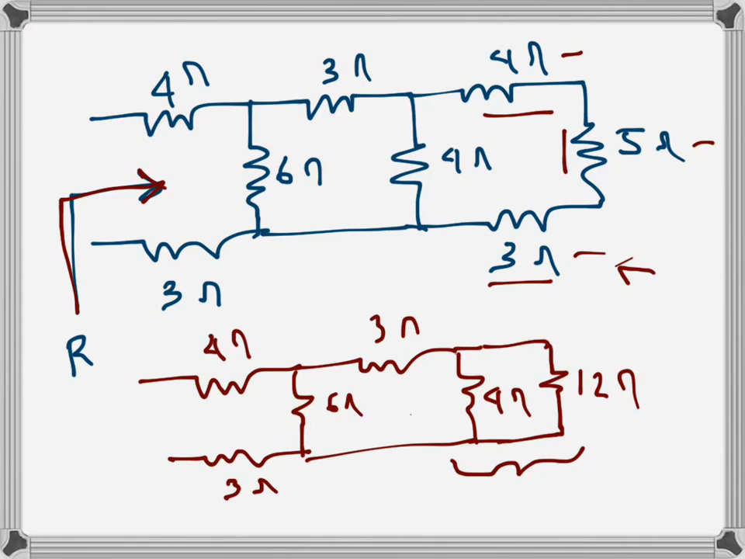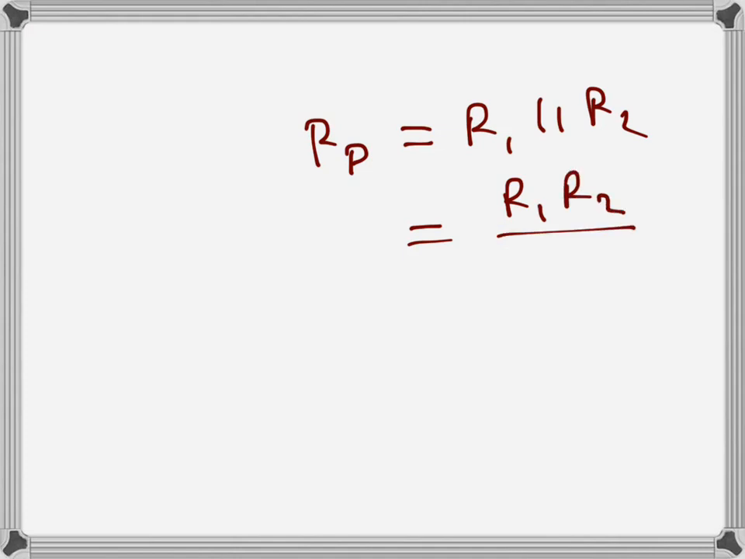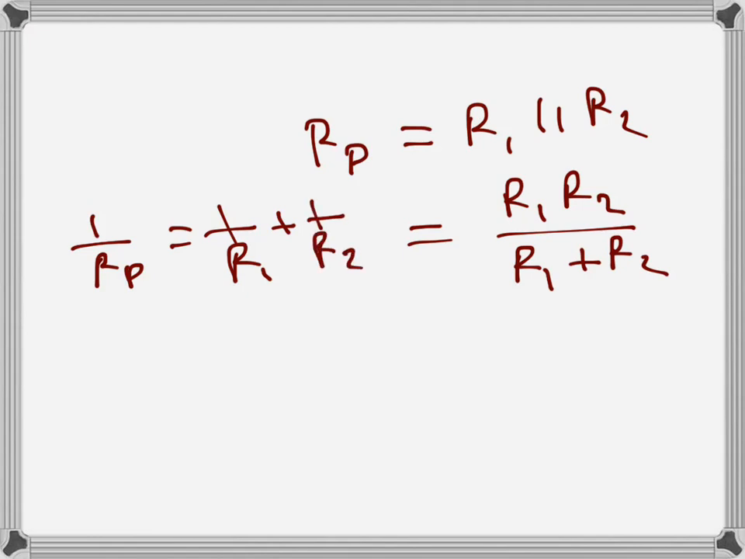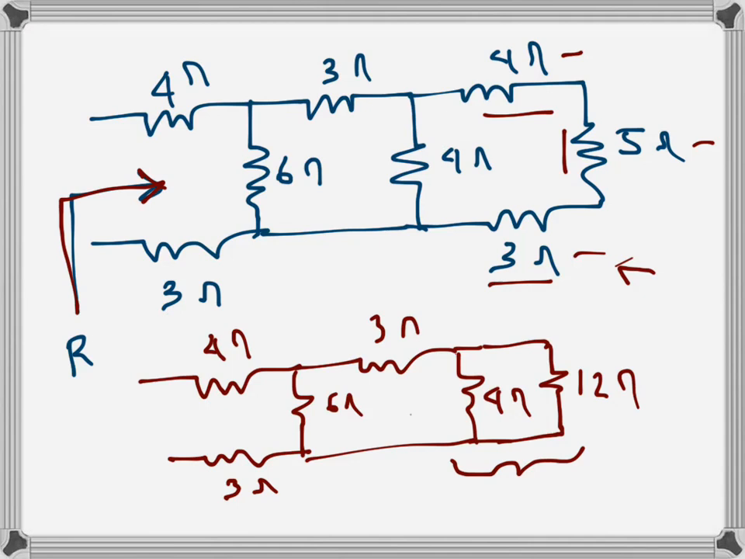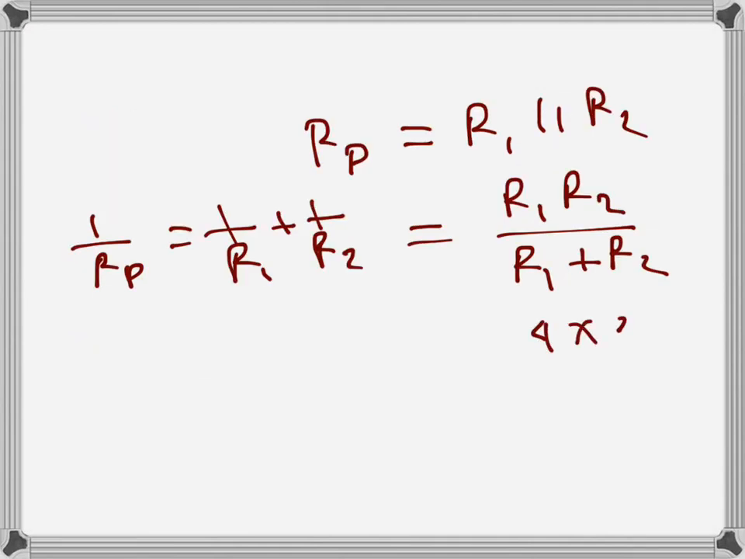As we discussed in the previous video, for the parallel equivalent of two resistances we can use the formula Rp equals R1 parallel R2, which is R1 times R2 over R1 plus R2. This comes from 1 over Rp equals 1 over R1 plus 1 over R2. So we get 4 times 12 divided by 4 plus 12, which will be 48 over 16, that's 3 ohms.